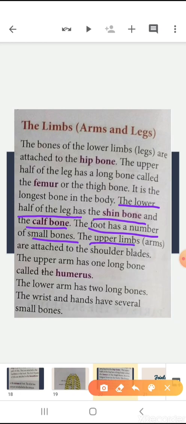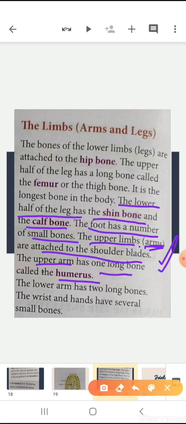The upper limbs, meaning now we are talking about arms, are attached to the shoulder blades. The upper arm has one long bone called the humerus. The upper limbs, or arms, are attached to the shoulder, meaning the hand bones are attached with the shoulder. And the lower limbs, meaning the leg bones, are attached with the hip bone.